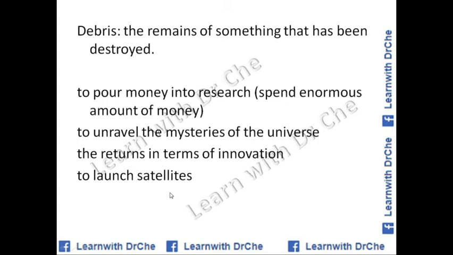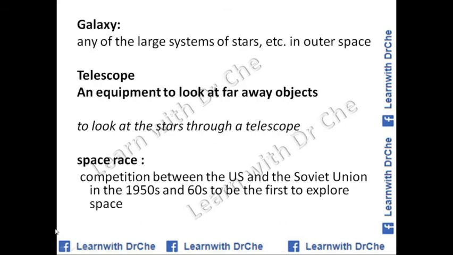To launch satellites. Galaxy. Galaxy is a noun. It means any of the large systems of stars in outer space. A telescope is equipment to look at faraway objects. Scientists look at stars through a telescope. Space race means competition. This was especially used for the competition between the US and the Soviet Union in the 50s and 60s to be the first to explore space.